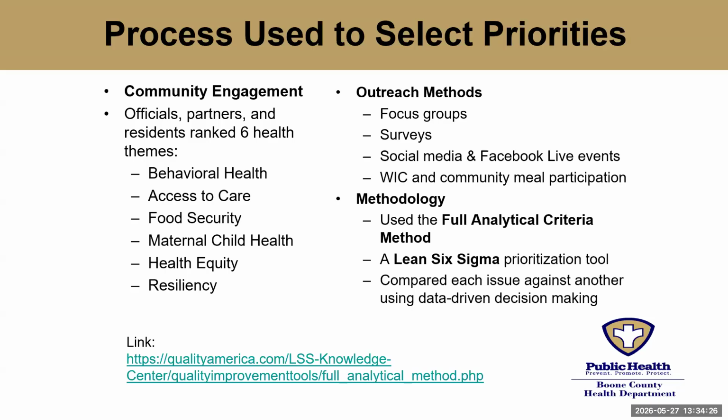The six emerging themes that we prioritized against each other in this survey were behavioral health, access to care, food security, maternal child health, health equity, and resiliency. So we can go to the next slide.